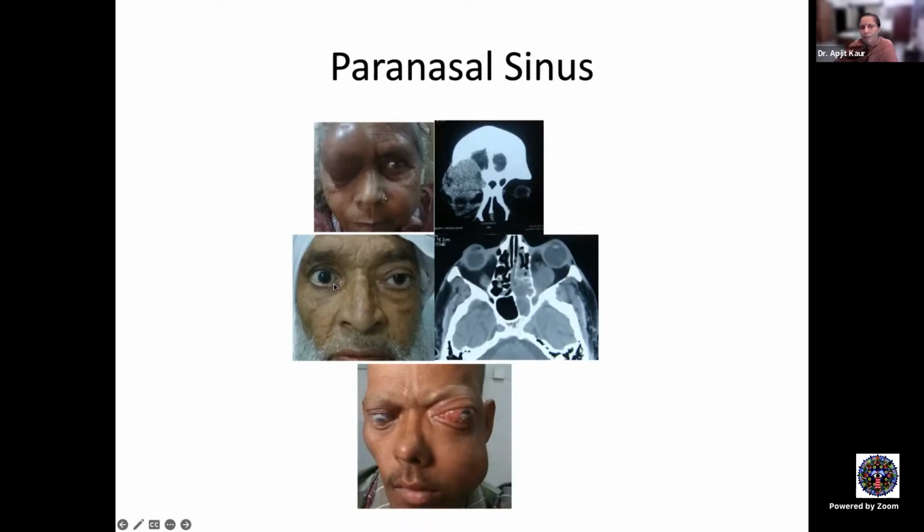Another person who presented with proptosis of the left eye with lateral displacement. You see his ethmoid is full, and there is destruction of bone. This is a fungal granuloma of the ethmoid sinus. Here another person. Can you see this? Huge cheek, proptosis here. This was a rhabdomyosarcoma.